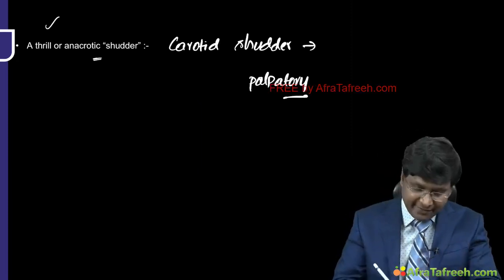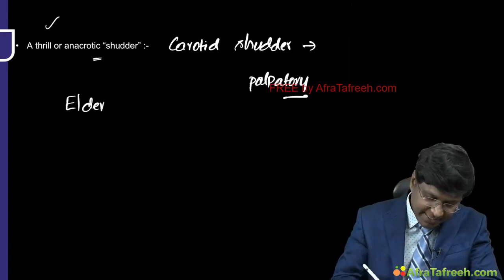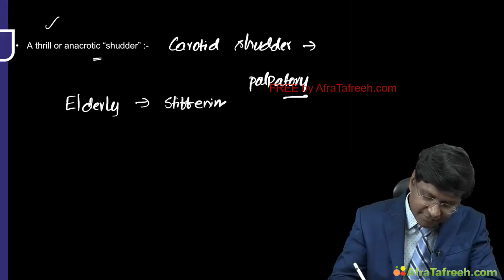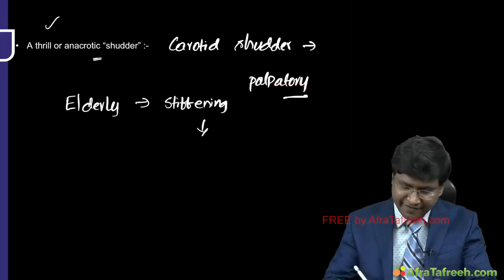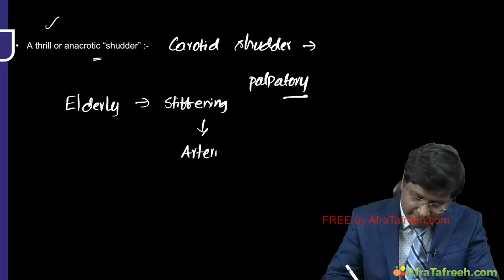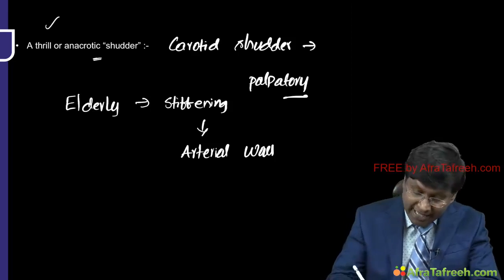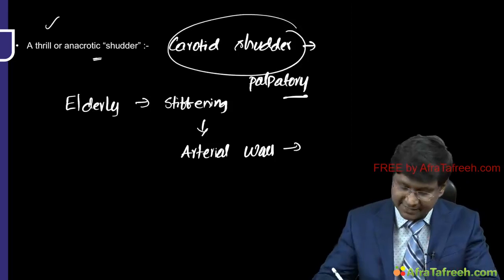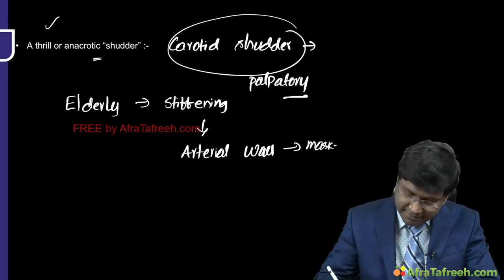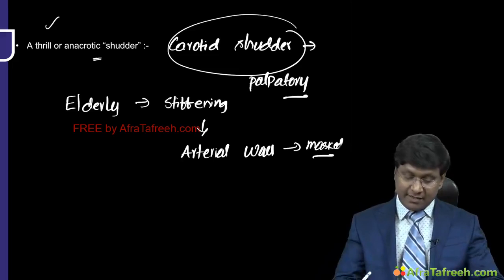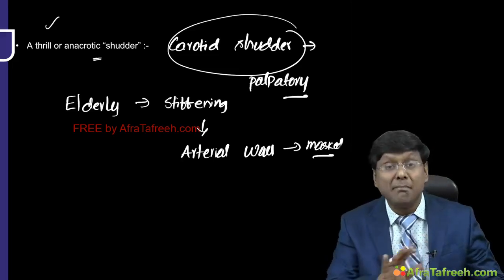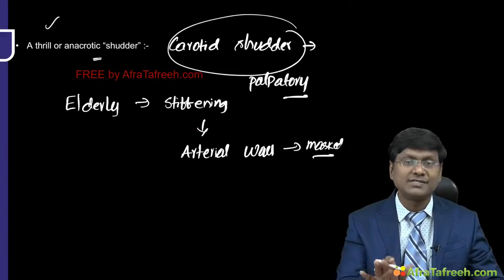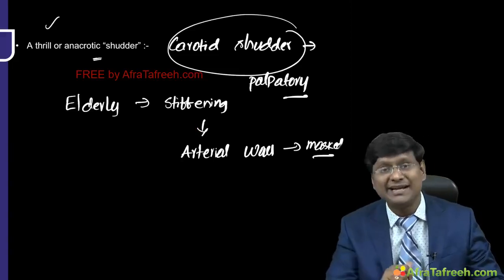And in elderly individuals, there is stiffening of the arterial wall. Because of the stiffening of the arterial wall, this carotid shudder will get masked. That is what you come across in elderly patients with aortic stenosis.